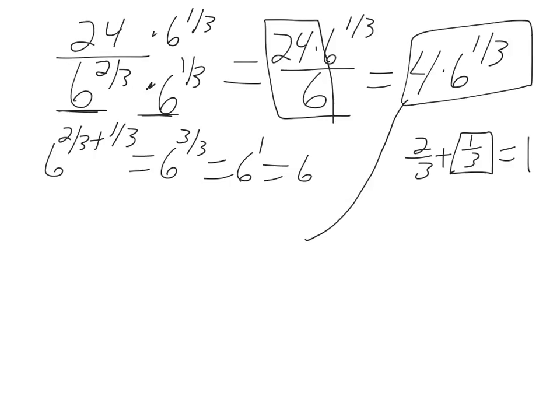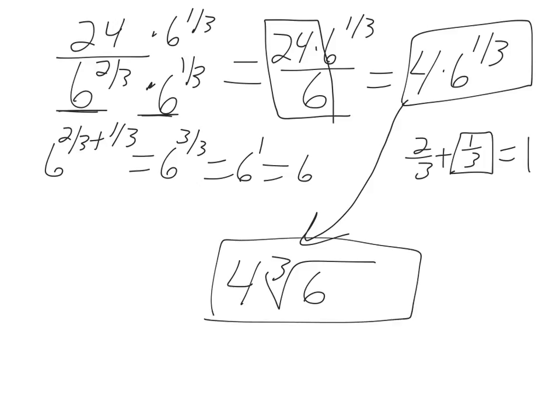Now once again, you cannot multiply 4 times 6 and get 24, because really what this looks like is 4 times the cubed root of 6, because remember from the very first slide that a 1/3 power is just like the cubed root of a number. So that would be my answer then.